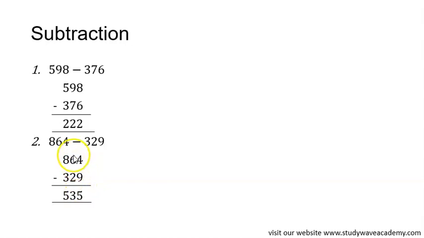When you're done here, you move over here. Here we borrowed 1 over here. So here we are left with 5. So 5 minus 2 is 3. And 8 minus 3 is 5. Do you understand? So this is our answer. 864 minus 329. The answer is 535. Okay? Do you understand? Let's look at another example.